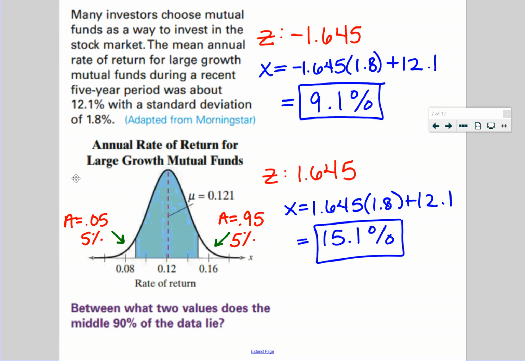Okay. So the area that you're looking for on your chart to get those z-scores: if 90% of the data is in the shaded region, that means there's 10% unaccounted for, 5% on each side. So to get this first z-score on the left, you're looking for area below 0.05. To get the z-score on the right, 0.95.